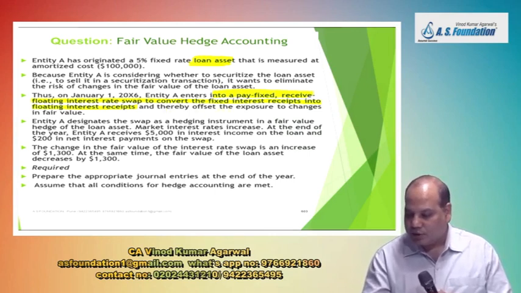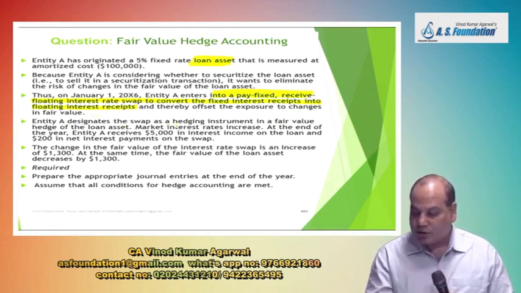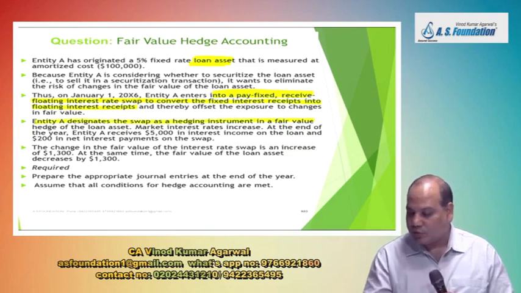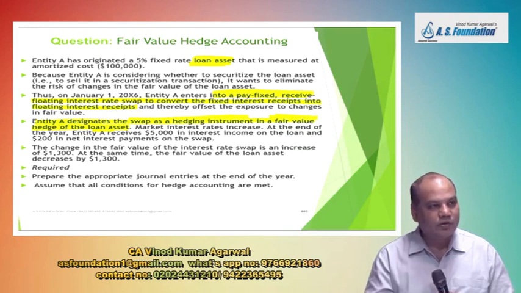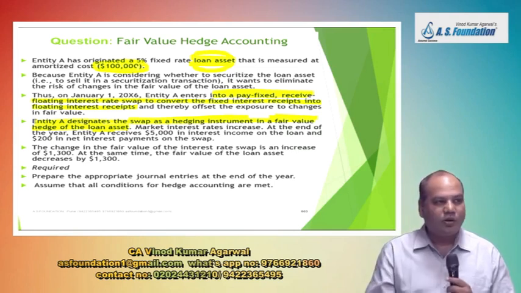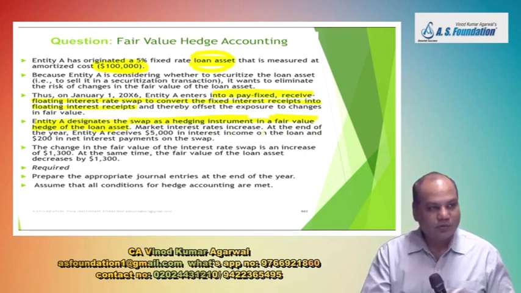They have written it so nicely, thereby offset the exposure to changes in fair value. Entity A designates the swap as a hedging instrument in a fair value hedge of the loan asset. So they have decided to follow hedge accounting rules. The loan asset is designated as the hedged item, and the swap as the hedging instrument. They have mentioned it is a fair value hedge. Even if it was not mentioned, it is a fair value hedge because the objective is to protect the value of this loan asset, which is right now $1 lakh. Market interest rate increases. Oh, so your expectation was right.